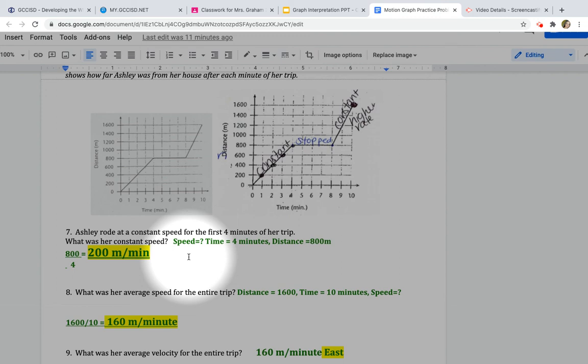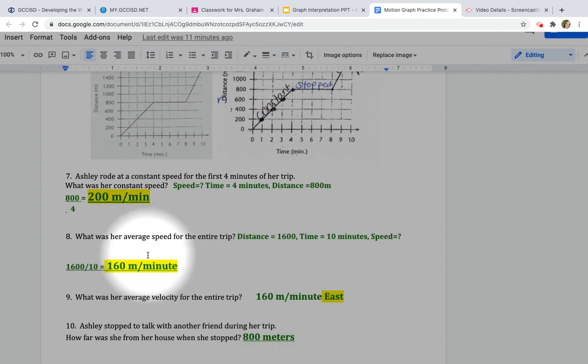Now we fill it in. So our distance is going to go on top of the triangle. Our time is going to go on the bottom. And if we remember, we will divide the distance by the time. So we plug in our calculator, 800 divided by 4. That gives us 200 meters per minute.